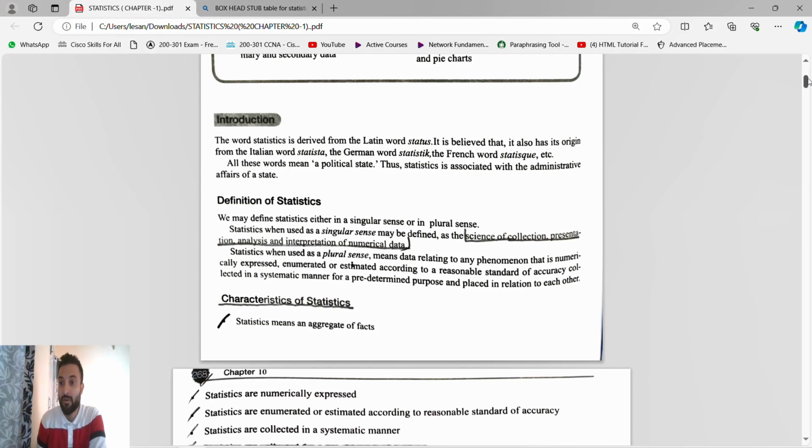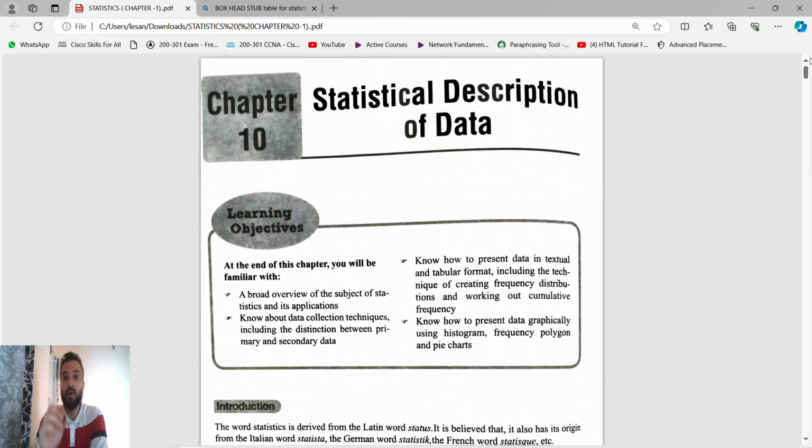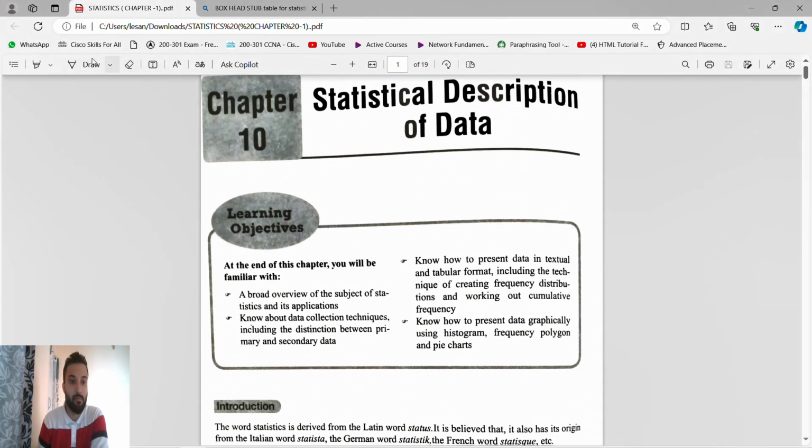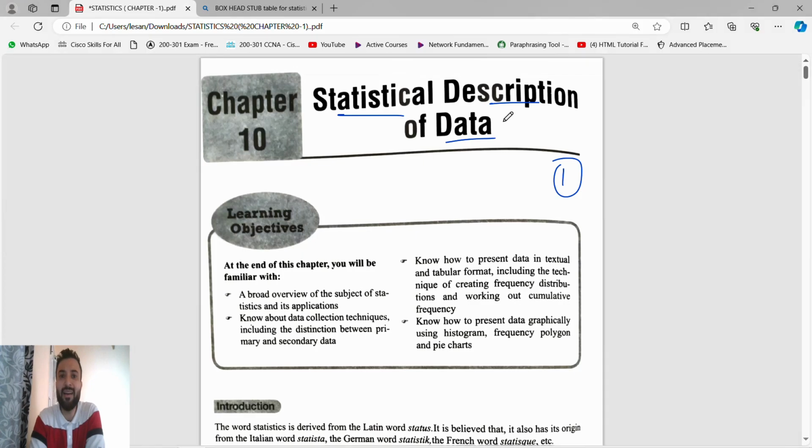So today's video we are going to start with the first chapter of statistics, the very first chapter of statistics, that is statistical description of data. So what is data? Data is nothing but any information. Here in statistics, data is nothing but information.